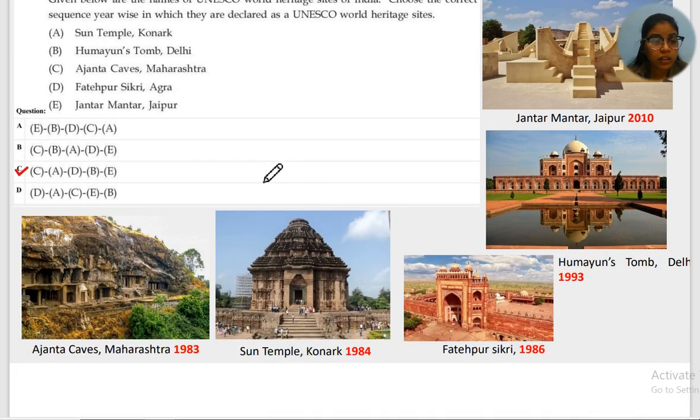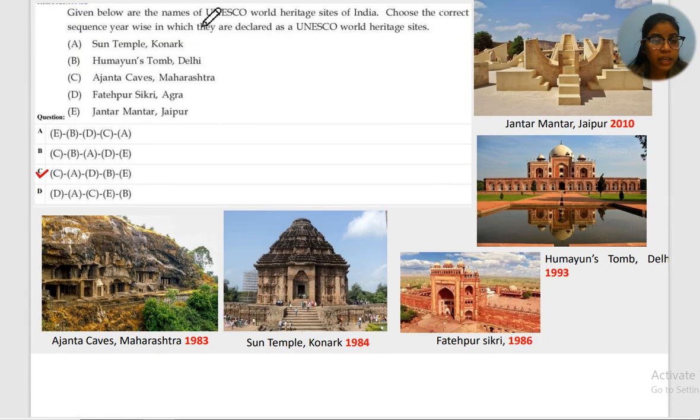After that, given below are the names of UNESCO World Heritage Sites of India. What you have to do is choose the correct sequence, year-wise, in which they were declared UNESCO World Heritage Sites. You have to choose it in that manner. First comes Ajanta Caves, which is in Maharashtra. As you can see in the image, this is the Ajanta Caves. It was declared a UNESCO World Heritage Site in the year 1983.